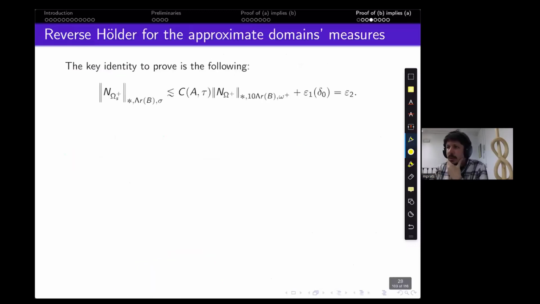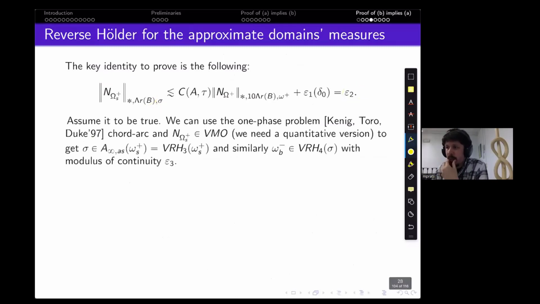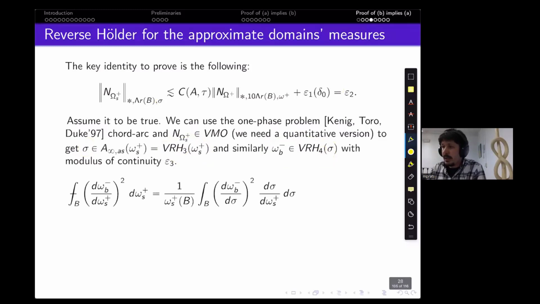The key idea will be to prove that the normal vector is in VMO, but now with respect to sigma, and this will be small. Once you have that, you can apply the Kenig and Toro result for chord-arc domains, and you get that sigma is vanishing reverse Hölder, and also omega minus is vanishing reverse Hölder for the exponent that you want. In particular, we choose 3 and 4.